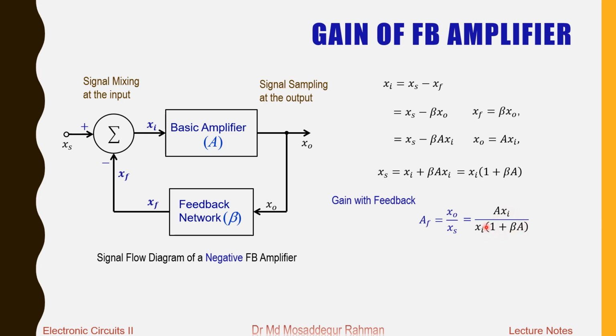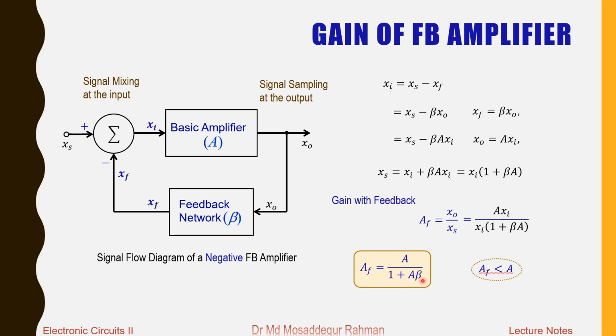Now you see that xi and xi will cancel out, and AF, the gain with feedback, can be expressed by this expression. So that is our gain with feedback in terms of the gain of the basic amplifier and the feedback network. That is how the overall gain of the feedback amplifier will depend on two factors: one is the gain of the basic amplifier, the other is the feedback factor of the feedback network.